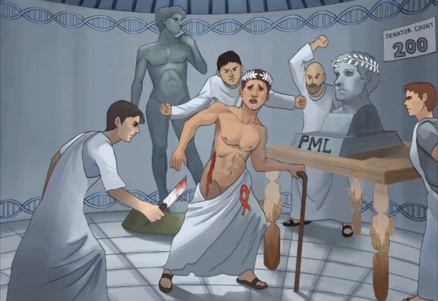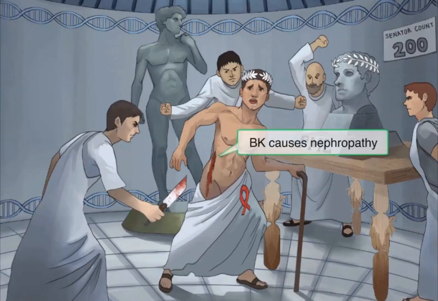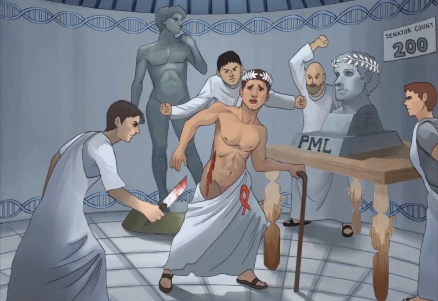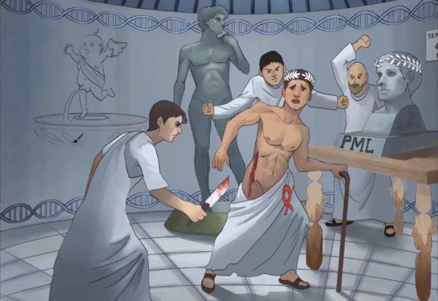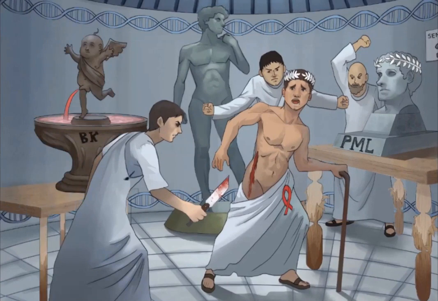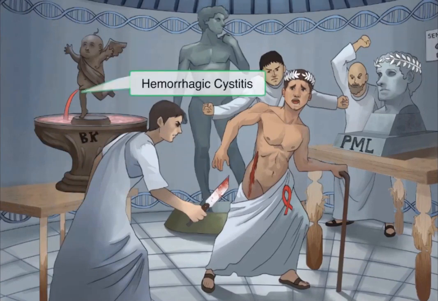Actually, it's in his flank, and this is because BK virus is famous for causing nephropathy and other problems with the urinary tract. So just picture this wound right over Caesar's kidney, and you should remember that BK, or Brutus's knife, damages the kidney. It can also cause other problems with the urinary tract, including hemorrhagic cystitis. To help you remember this, we'll draw a cherubic little fountain friend over here who is peeing a bright red hemorrhagic stream. What other virus does this remind you of?